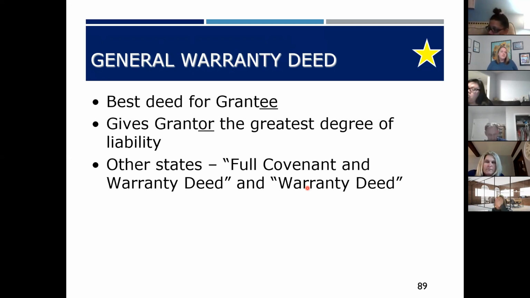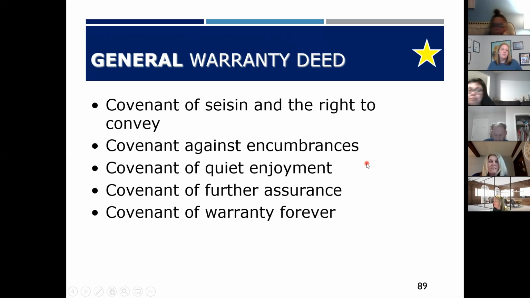And what are we protecting the grantee from? The seller. The general warranty deed is the best for the grantee because it gives the grantor the greatest degree of liability. The grantor makes promises, if you will. They offer covenants and warranties to the buyer, to the grantee. The general warranty deed provides the grantee with 5 covenants, 5 warranties, if you will.